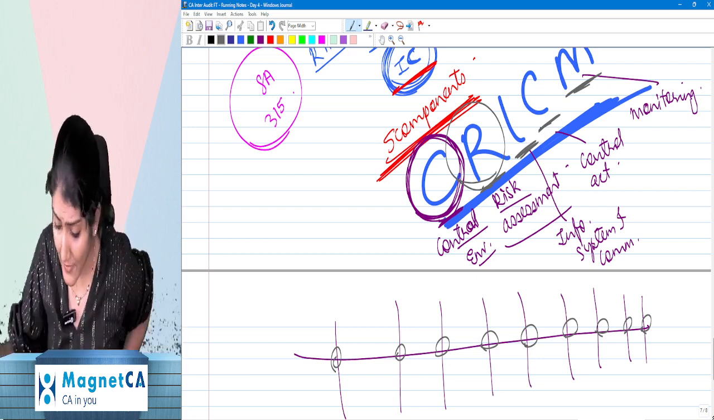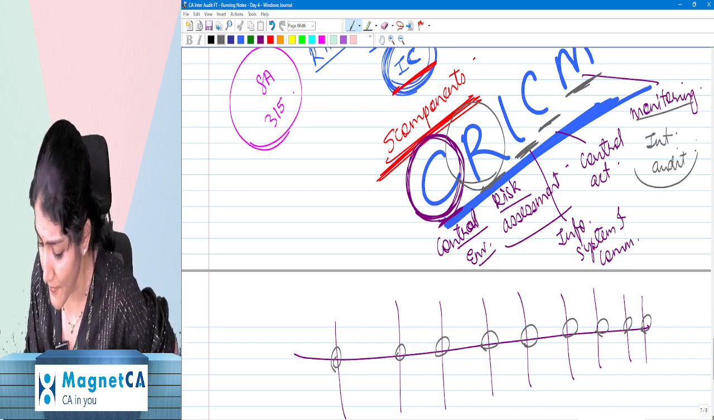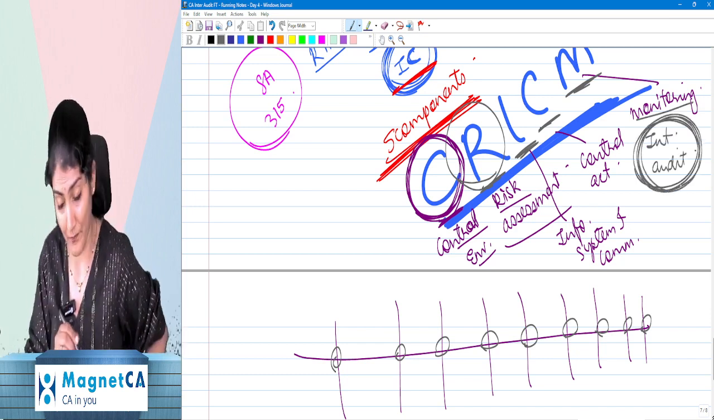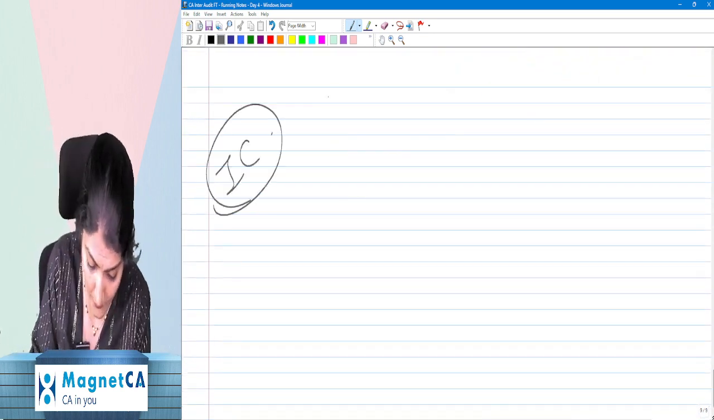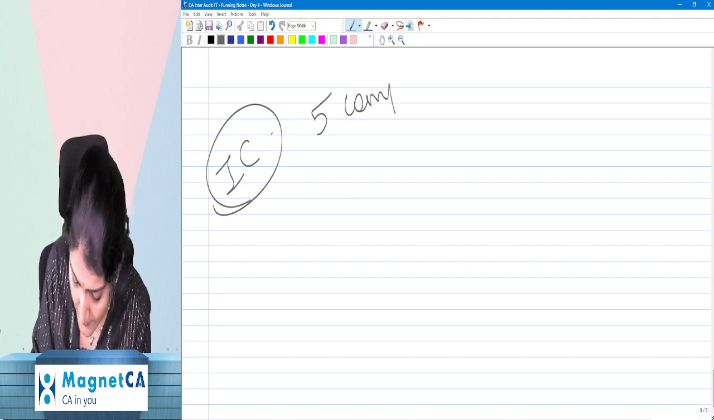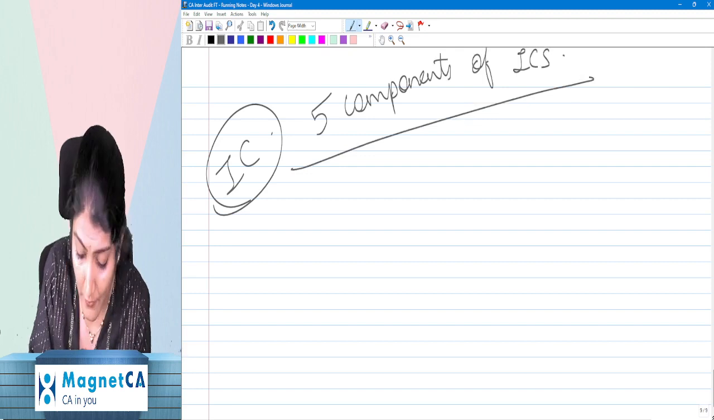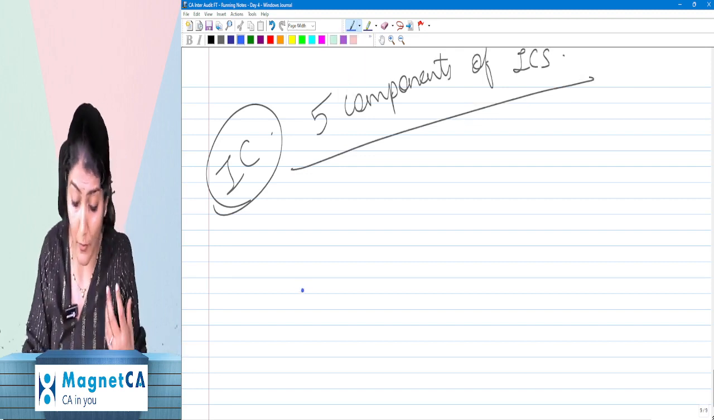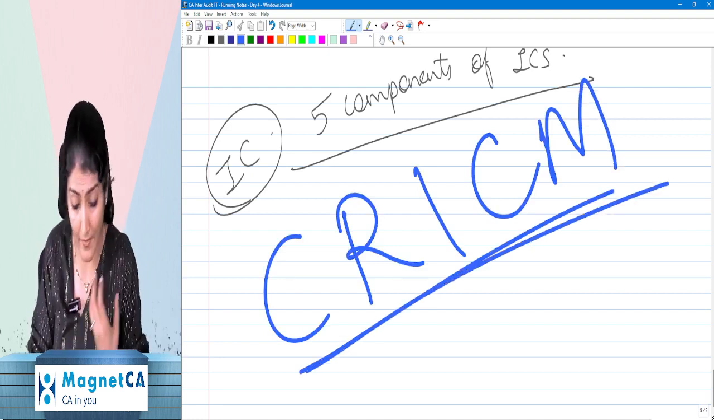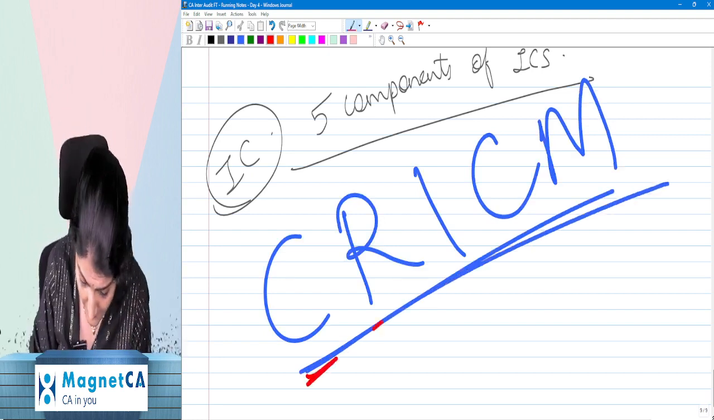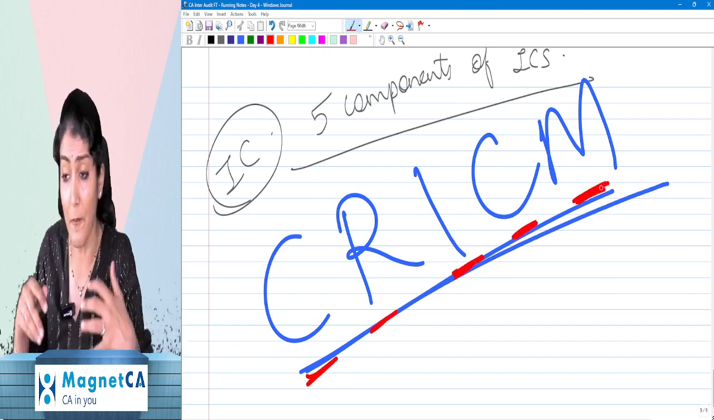Monitoring is like the internal audit. Time and again you have to check the effectiveness of your internal control system. So keep in mind, whenever we talk about internal control, we talk about the 5 components of the internal control system, 5 parts. And what are these 5 parts? Control environment, risk assessment, information system and communication, control activities, and monitoring.